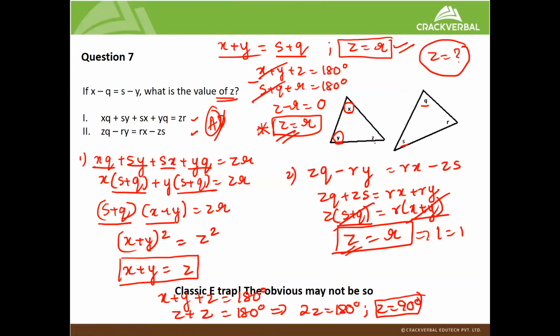Okay with this, guys? The obvious may not be so, right? You can assume that I'm dealing only with variables here, so I'm definitely going to get E as the answer. But I told you, never discard the statements, right? Work your way through. Always solve for what the question asks you to find.